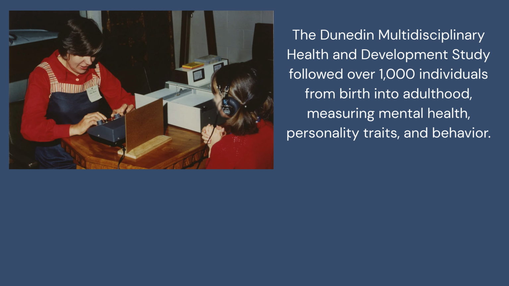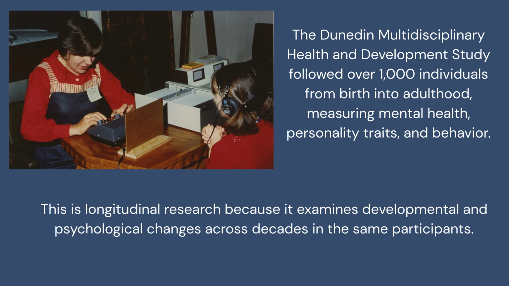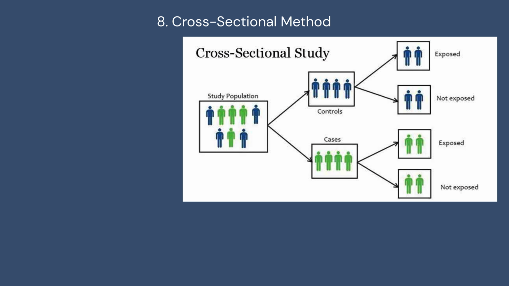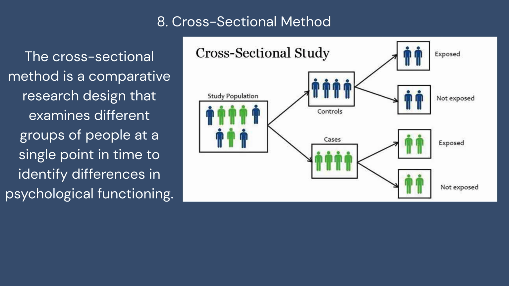Another example: the Dunedin Multidisciplinary Health and Development Study followed over 1,000 individuals from birth into adulthood, measuring mental health, personality traits, and behavior. This is longitudinal research because it examines developmental and psychological changes across decades in the same participants.